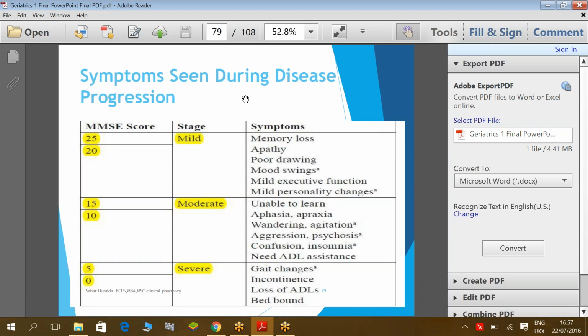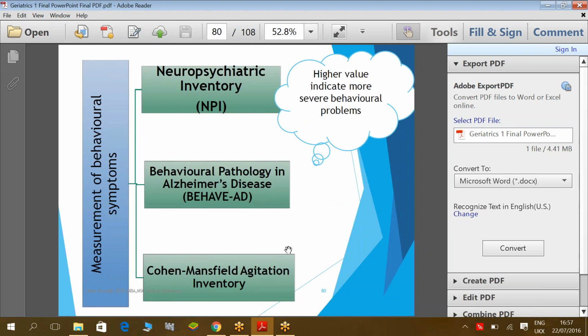Here he's just telling you about the progression. You don't have to memorize it. It is just the symptoms which can appear in patients with dementia, including memory loss. Maybe he starts agitation, psychosis, and a lot of other things. So how can we measure the behavioral symptoms? By something called NPI, Neuropsychiatric Inventory, Behavioral Pathology in Alzheimer's Disease, and Cohen-Mansfield Agitation Inventory.